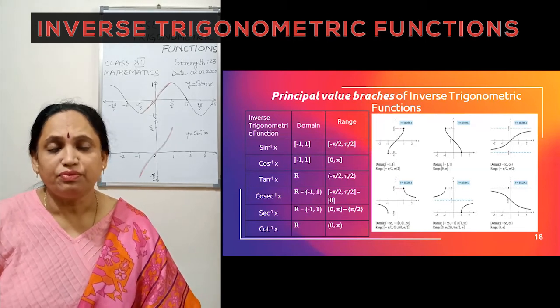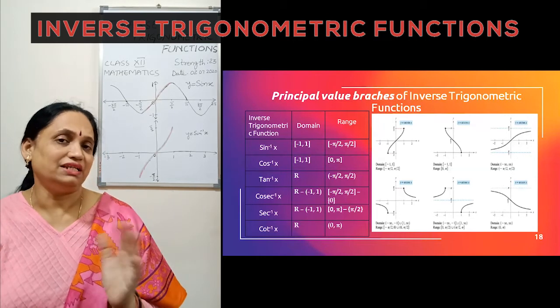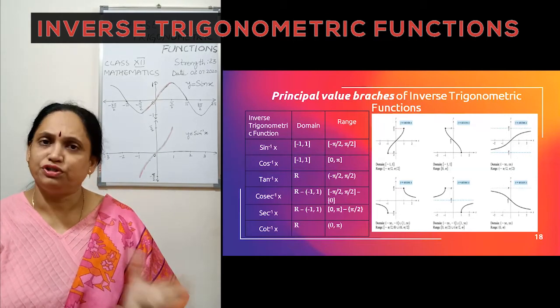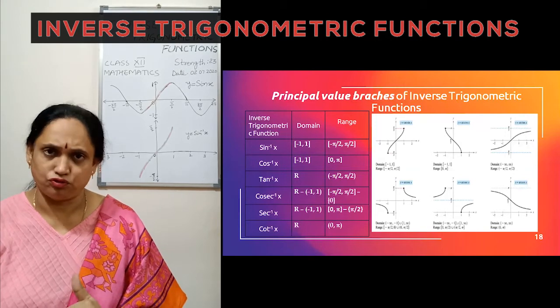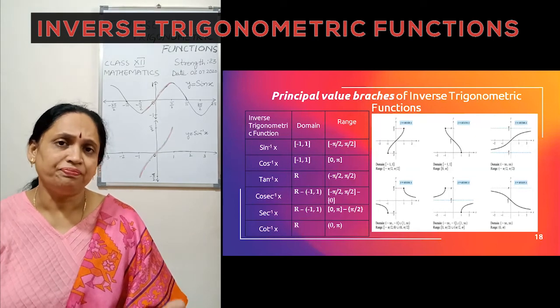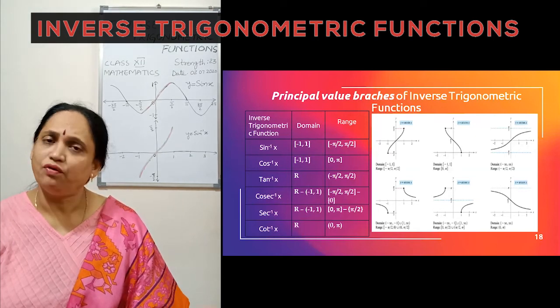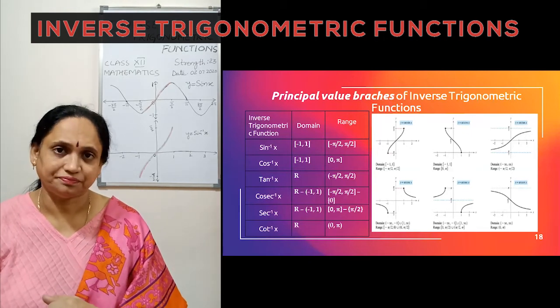Similarly, if you look at the principal value branch of tan inverse, it is the open interval -π/2 to +π/2. So it's very easy. It would be in the first quadrant or fourth quadrant. All the positive numbers would give the angle in the first quadrant, and all the negative numbers would give the angle in the fourth quadrant.